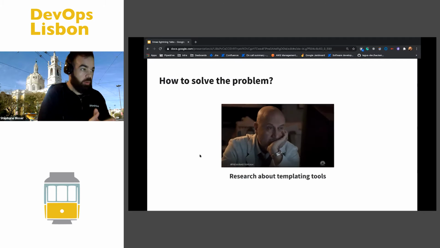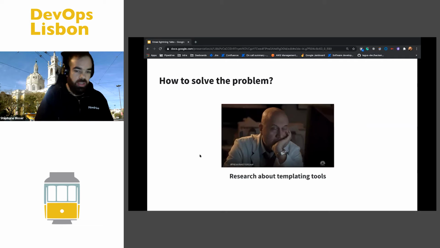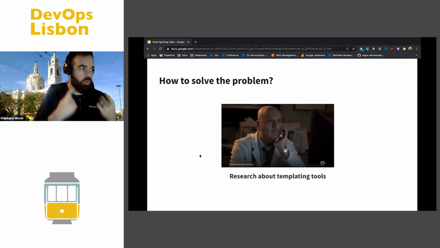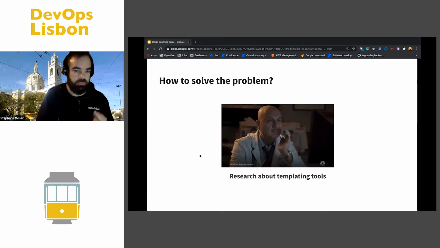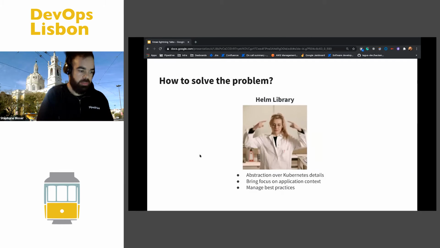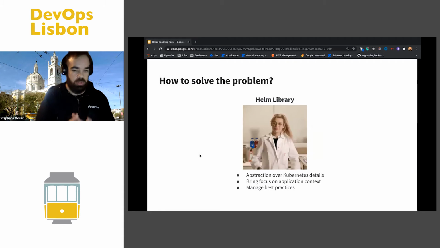So how to solve this problem? First, we did a lot of research. We researched a lot about templating tools, Kustomize, and all the other different tools. And then we found Helm. And in Helm, we had one idea: why not use Helm libraries to abstract Kubernetes details?